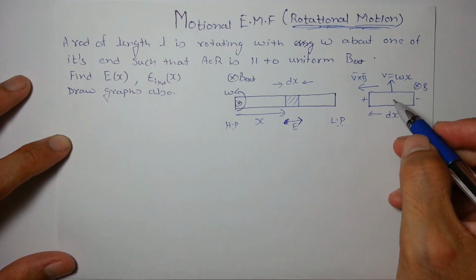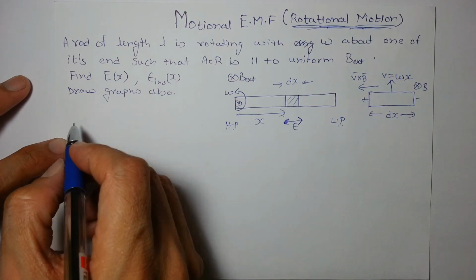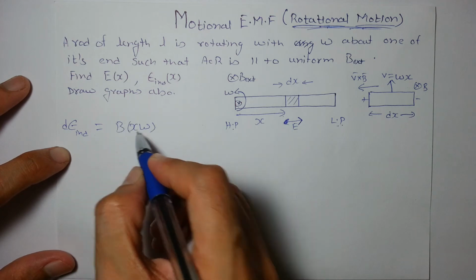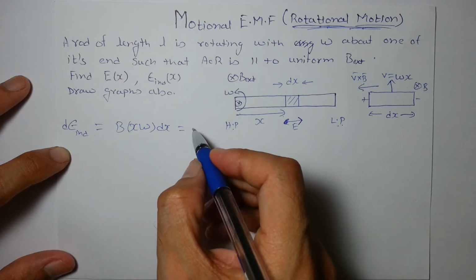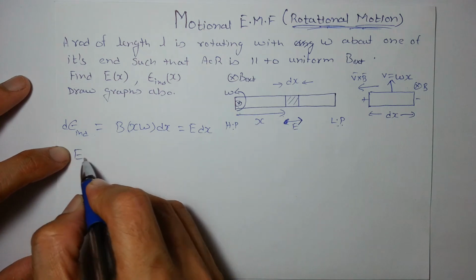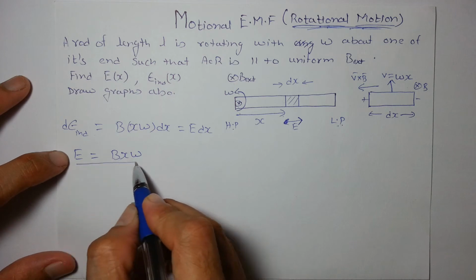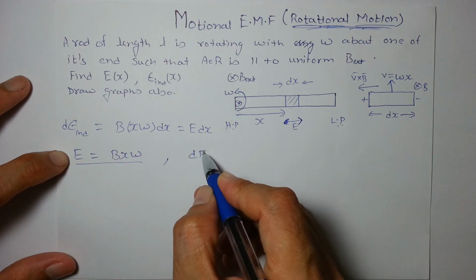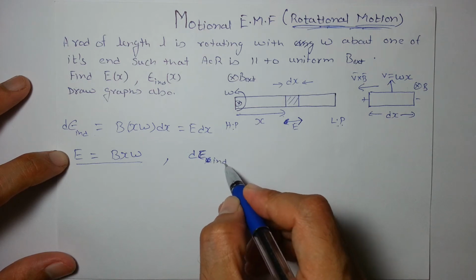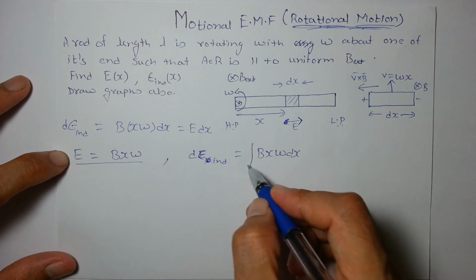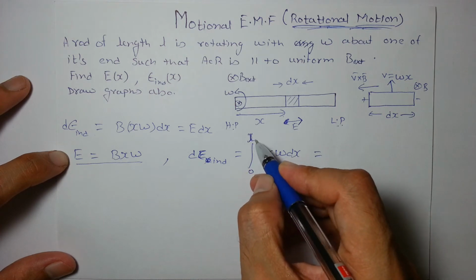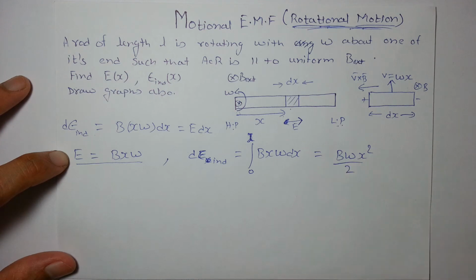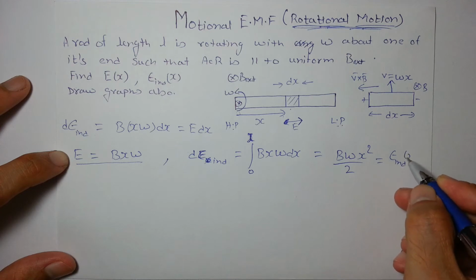Talking about the electric field at this point, the EMF induced in small dx will be V, which is x omega, into L, which is dx. That small induced EMF can be written as electric field into dx. So the electric field will come out to be B x omega. Electric field strength increases with distance. To find the EMF induced, just integrate it. dE, the small EMF induced, is equal to B x omega dx, integrating from 0 to L or 0 to any x. Let's say we have to find the potential difference between these 2 points. It will come out to B omega x square by 2. So the EMF induced as a function of x is this.